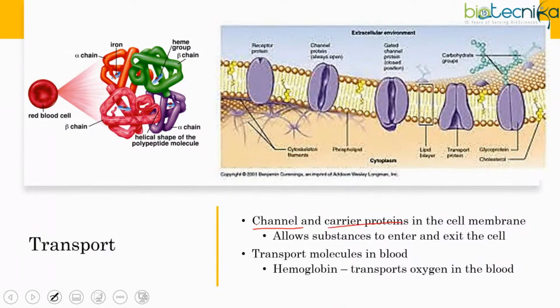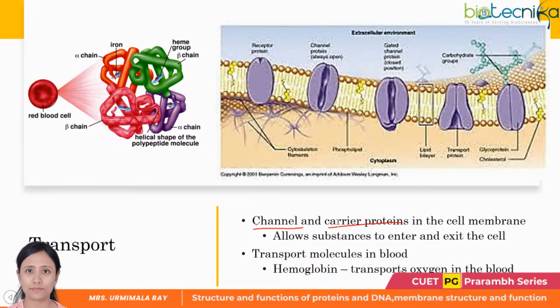You have channel and carrier proteins. They function in allowing substances to enter and exit the cell. They are present in the plasma membrane. We'll talk about different types of channel proteins. And then another one is transport proteins. They will bind with some molecule and take it from one place to another.